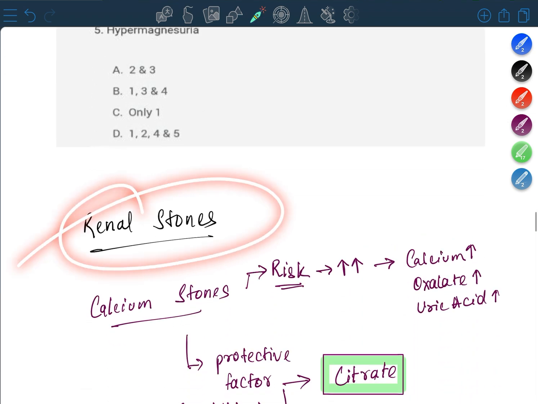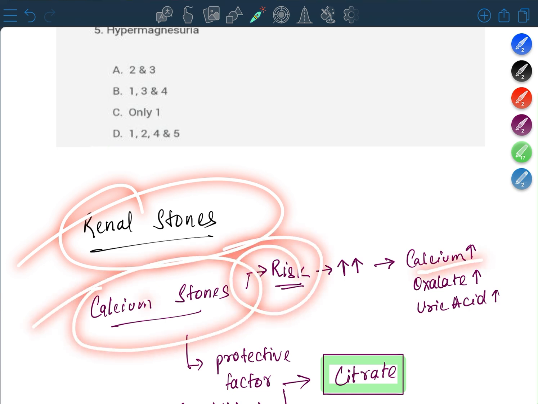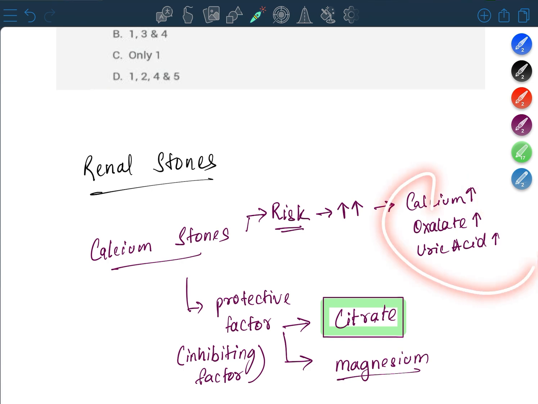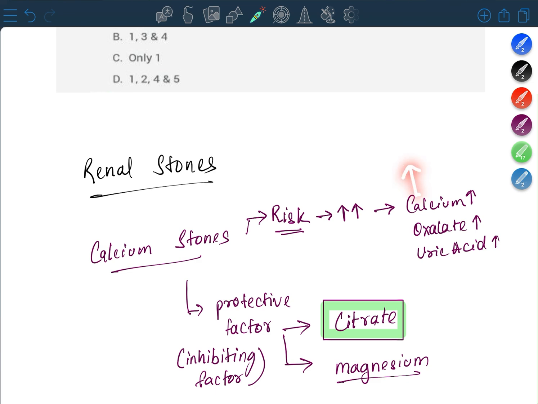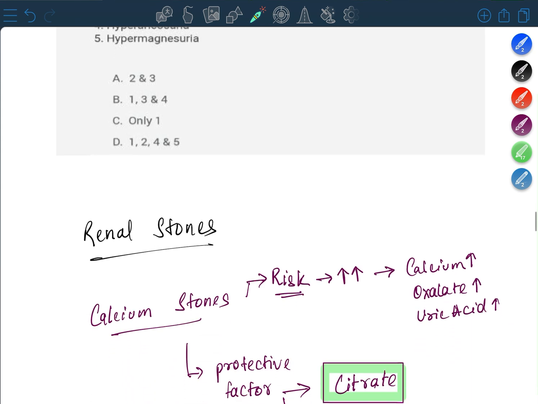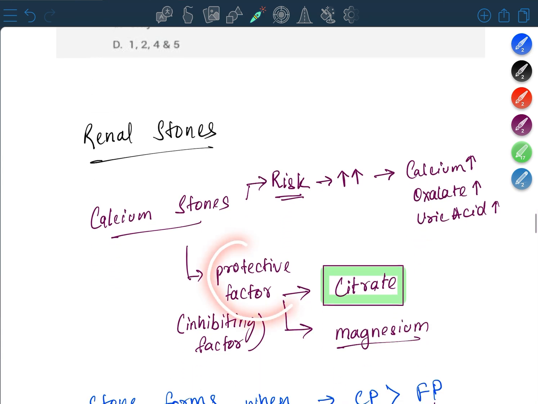See, renal stones. The risk factors are calcium, oxalate, uric acid. Yes, calcium means calcium in the body. Remember this. Calcium inside the body, not in the diet. This is very tricky. If they said calcium was in food, then it wouldn't have been a risk factor. But they have said here hypercalciuria. This means calcium present in urine. So this is obviously a risk factor. Okay, and protecting or inhibitory factors are citrate and magnesium.